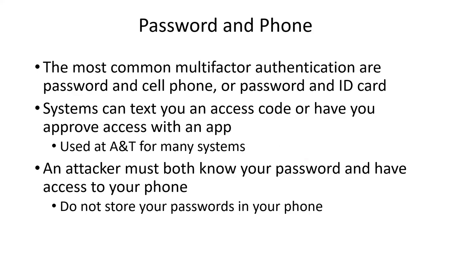The most popular multi-factor authentication you see these days relies on a password and a telephone. In other words, it works at ANT a lot. Many of the ANT systems do this: you enter your user ID, type in a password, and then, using the authentication app on your phone, you approve or disapprove it. Instead of the authentication app, they'll sometimes send you a text message, usually with a number, and you type that number into the system, telling it that yes, I have my phone.